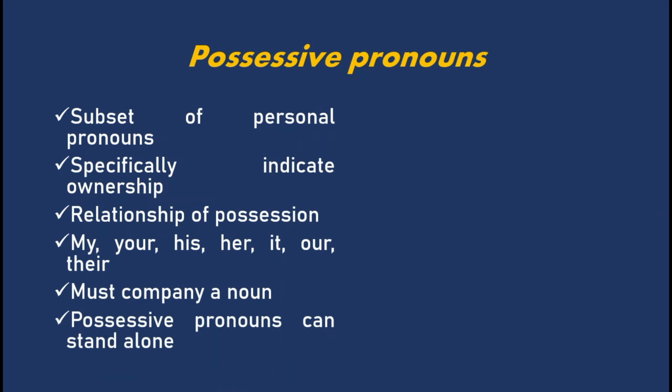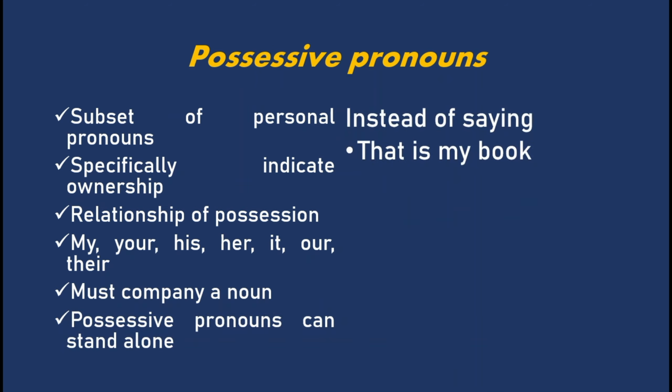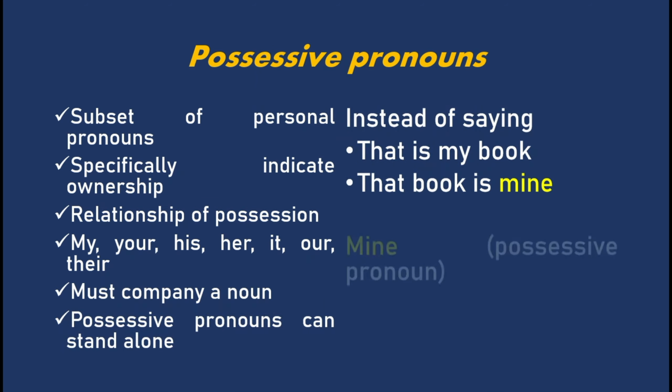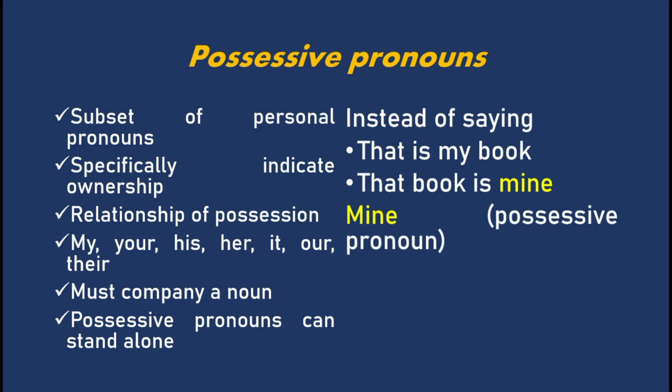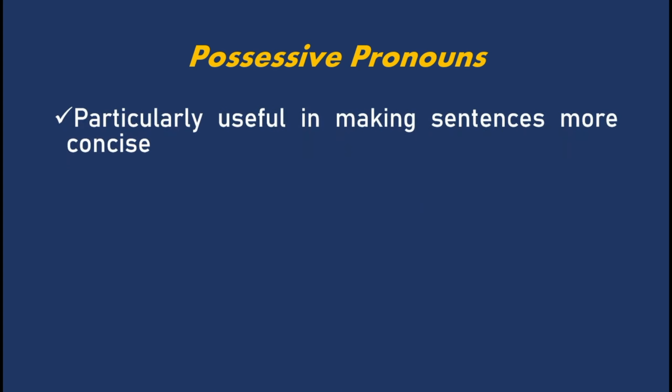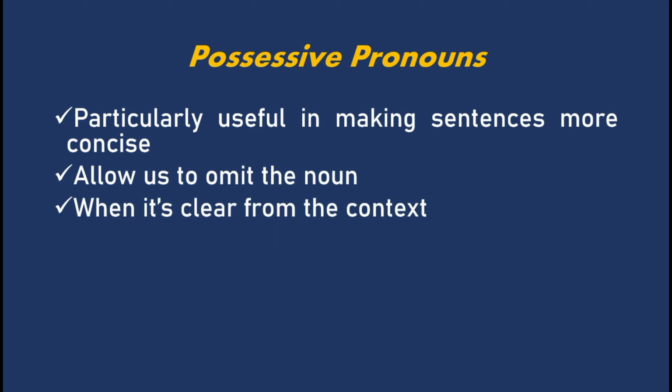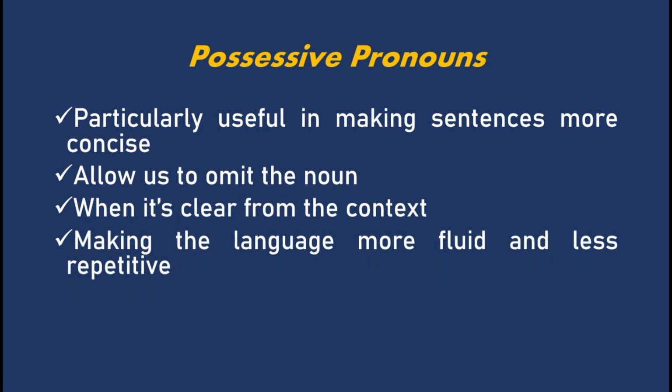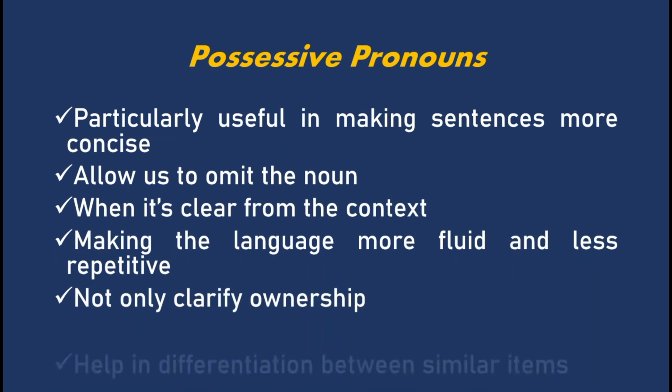For instance, instead of saying that is my book, you can say that book is mine, with mine taking the place of my book. These pronouns are particularly useful in making sentences more concise. They allow us to omit the noun when it's clear from the context, making the language more fluid and less repetitive. Possessive pronouns not only clarify ownership but also help in differentiating between similar items.